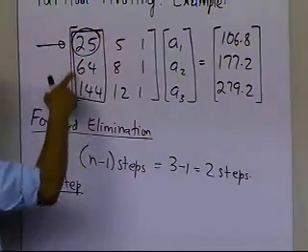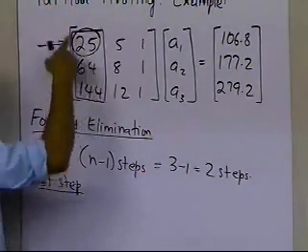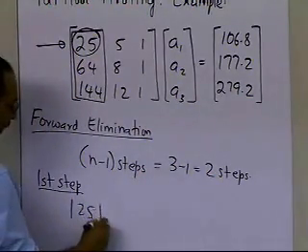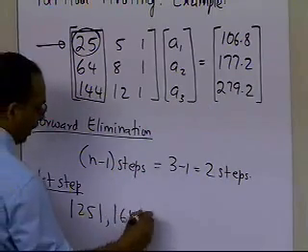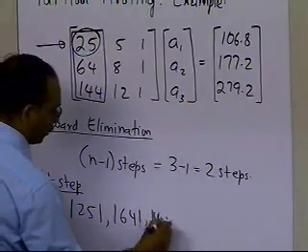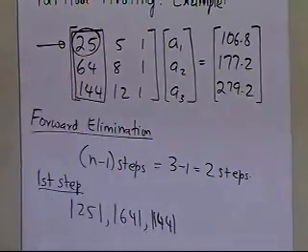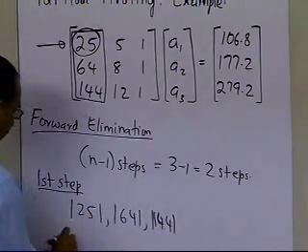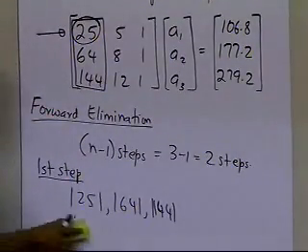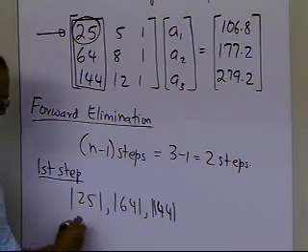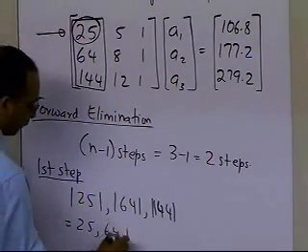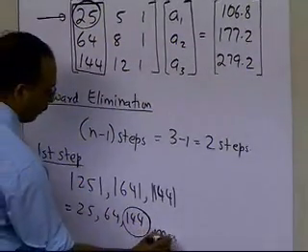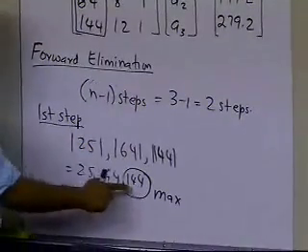You're going to look at the first column of the coefficient matrix, which is 25, 64, and 144. You take the absolute value of all the elements in the first column, which turn out to be 25, 64, and 144. Then you have to look at which one is the maximum. 144 is the maximum out of 25, 64, and 144.